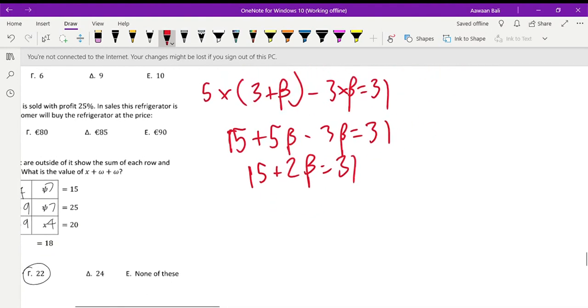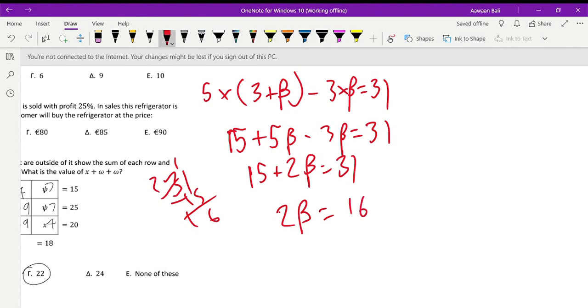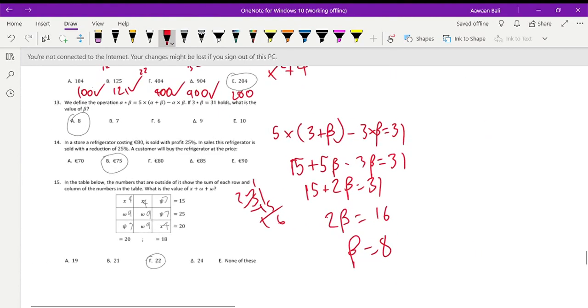Now we can minus both sides by 15. So we only have 2 beta left here. And 31 minus 15 is 16. So we do 16 divided by 2 is 8. So beta is 8. Answer is alpha, 8.